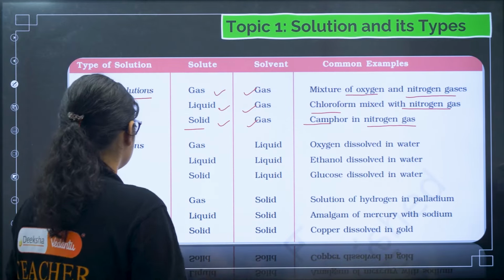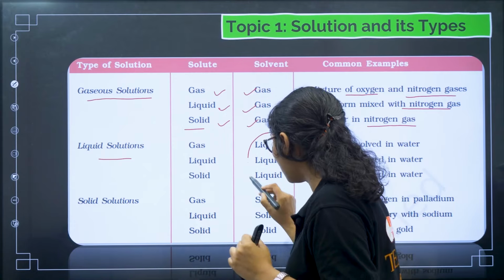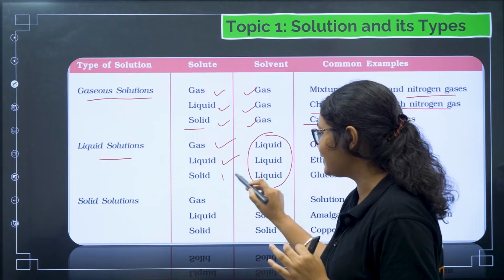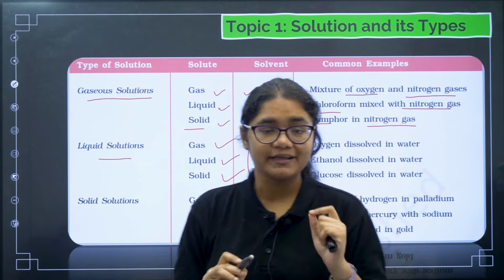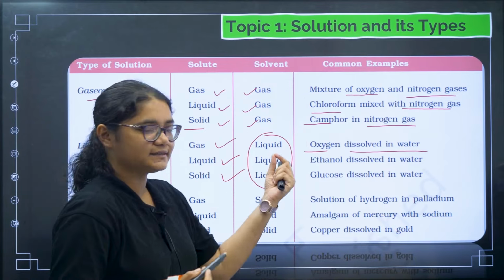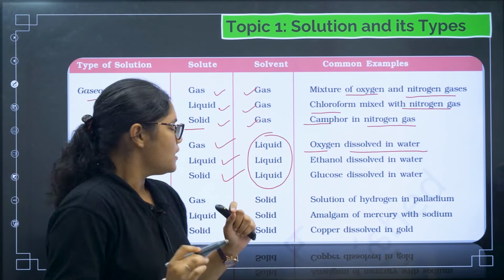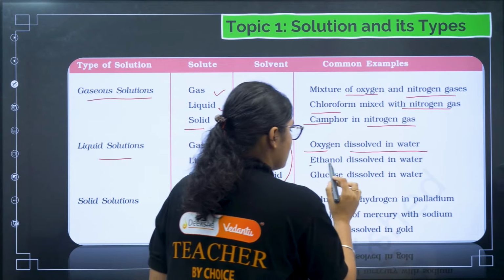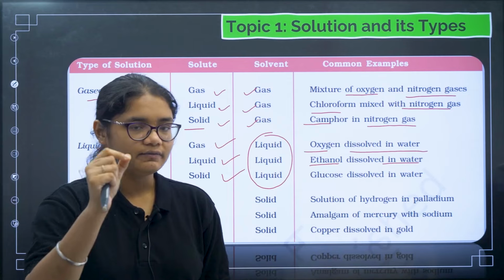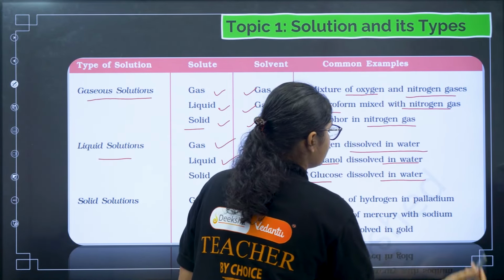Now coming to liquid solutions. Here in liquid solutions the solvent is liquid, and you can have gas in liquid, liquid in liquid, and solid in liquid. Gas in liquid: oxygen dissolved in water. Oxygen is the gas, which is the solute, and water is the solvent here. Liquid in liquid: ethanol in water. Ethanol is a liquid solute, and water is a liquid solvent. Solid in liquid: glucose dissolved in water.